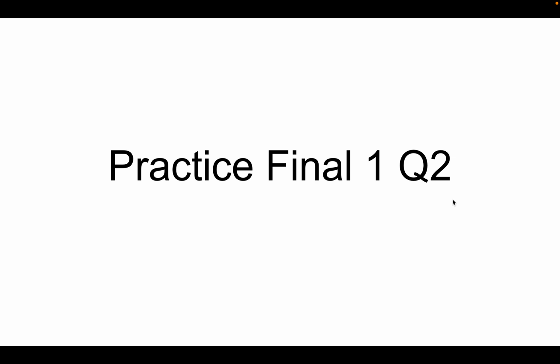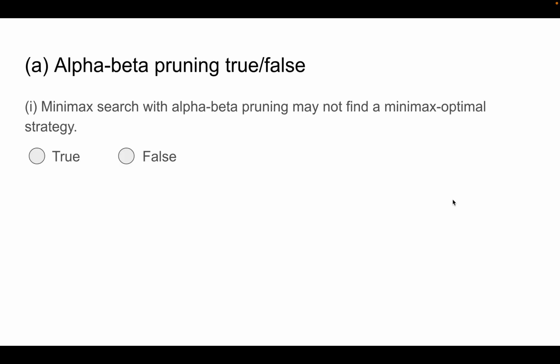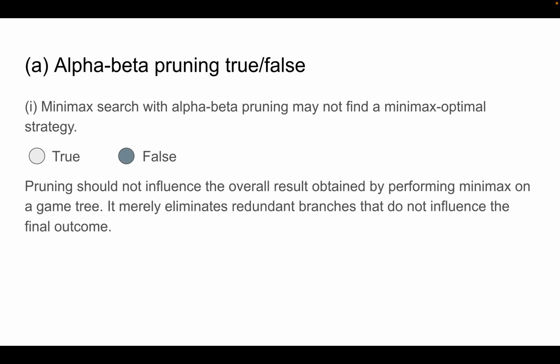Practice final 1, Q2. First, we're going to start with some alpha-beta pruning true-false questions. The first one is that Minimax search with alpha-beta pruning may not find a Minimax optimal strategy. This is false because pruning should not influence the overall result obtained by performing Minimax on a game tree. Pruning should merely eliminate redundant branches that don't influence the final outcome.